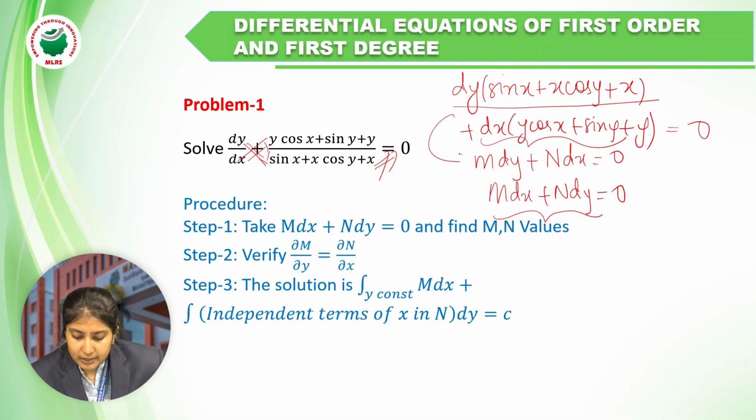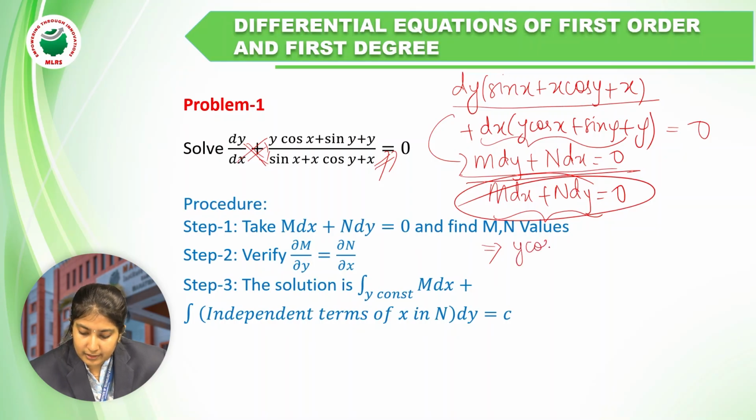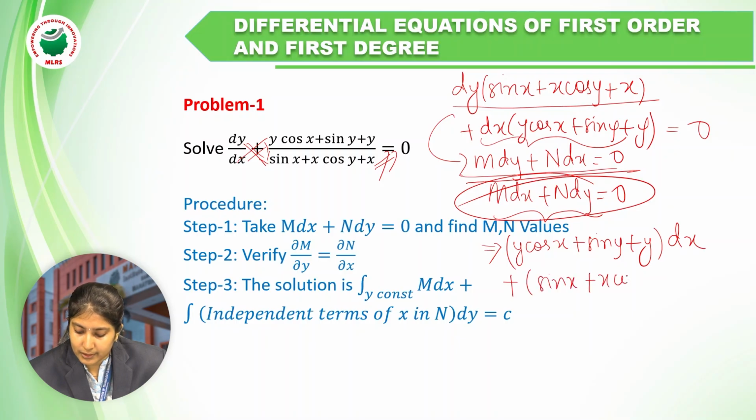The given equation is of this form, right? This is not the form we have to take, because our equation is of which form? Our equation is of m dx plus n dy form, but we have written m dy. So we just interchange the variables. The first term you are getting should be written second. So I am rewriting the equation once again. You write this term first: (y cos x plus sin y plus y) dx plus (sin x plus x cos y plus x) dy equal to 0.